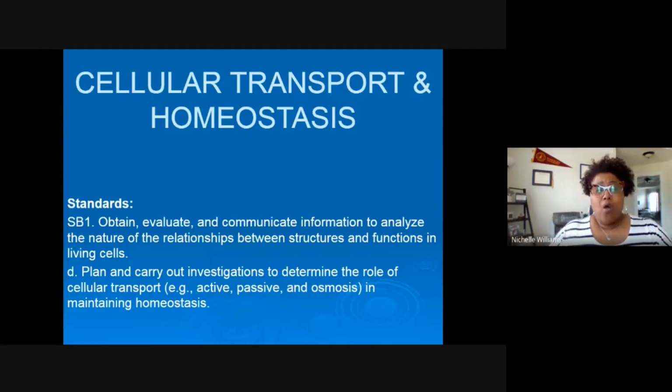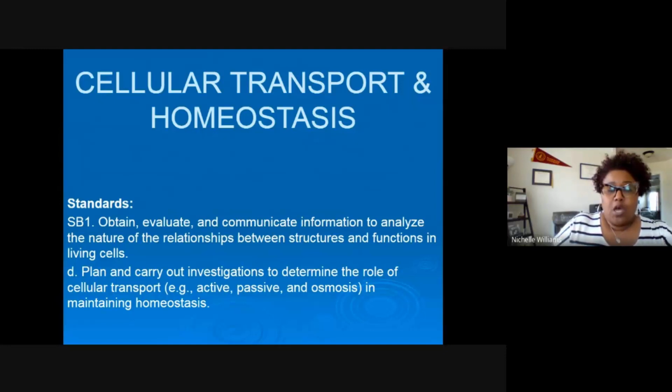All right, so our topic today: we've been talking about the plasma membrane. We've been talking about cellular transport a little bit. We got a little preview introduction yesterday, but mainly yesterday we talked about the plasma membrane. Well, now we're moving into standard SB1 element D. We're talking about cellular transport and homeostasis.